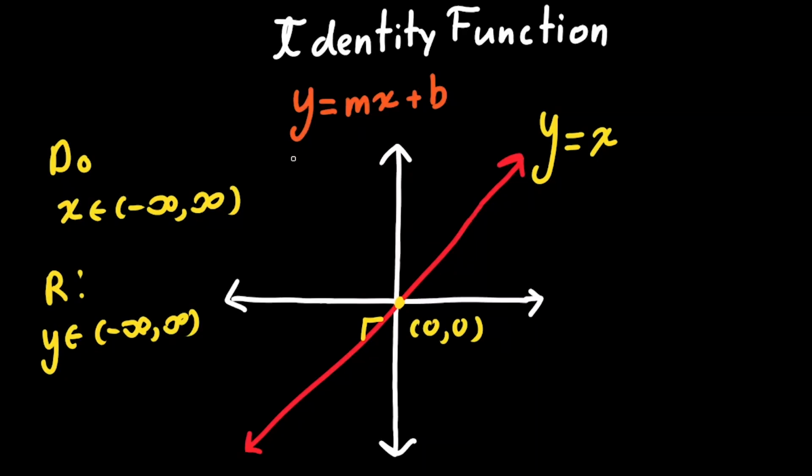So this is true for all lines, or just lines of the first degree, the identity function, that will have a domain and range extending to all real numbers. You can also denote that as all real numbers with this symbol right here.